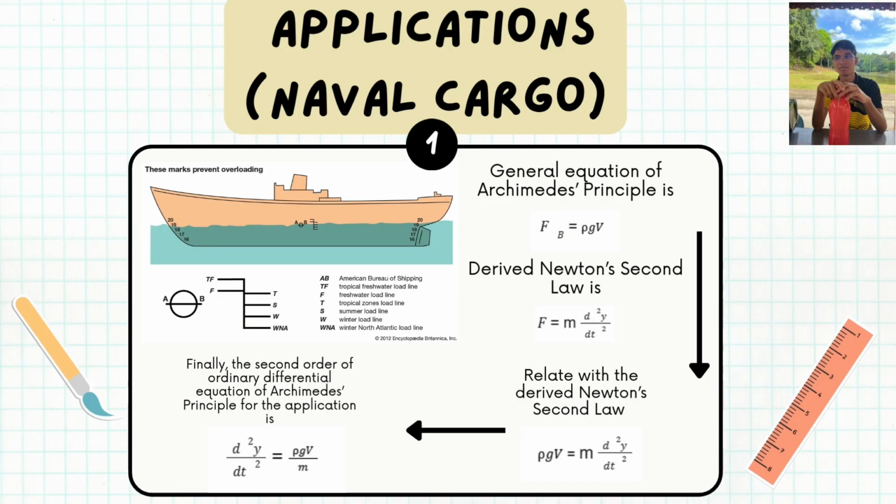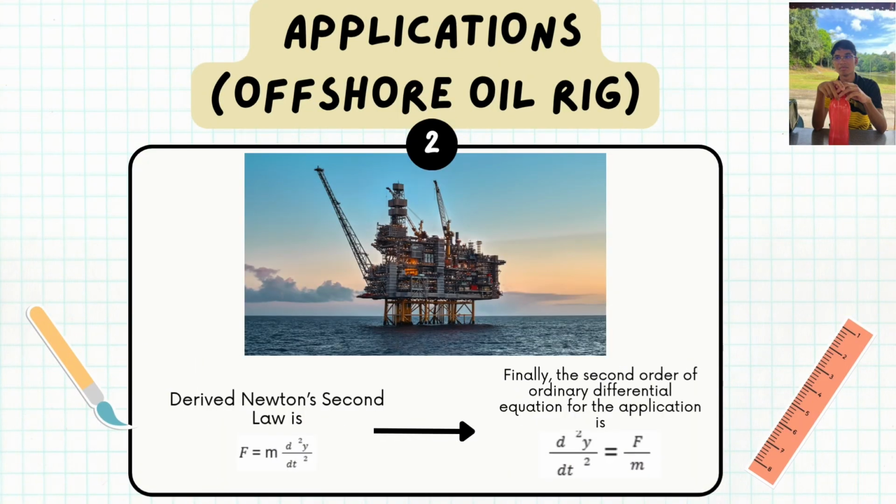We move to the second application for Newton's second law focus part. As you can see, there is not much difference with the first application, which is the naval cargo. For the offshore area, you can see the derived Newton's second law, F equals m d square y over dt square, and we just move it, and then we get the second order ODE for this offshore area, which is d square y over dt square equals F over m. Then I move to Amalia's part, which is the example.